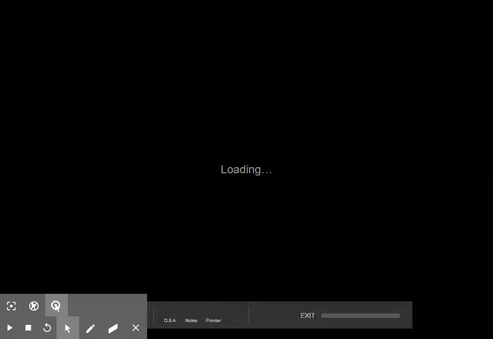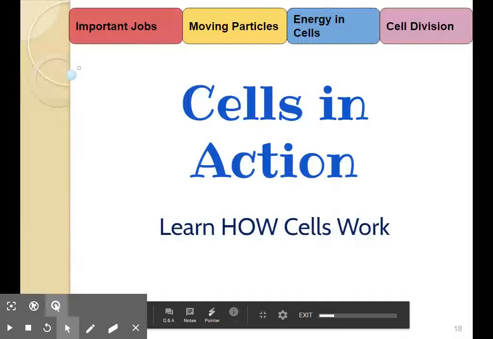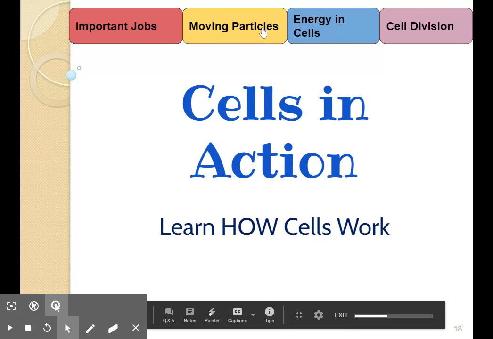So I'm going to go ahead and put my screen in presentation mode. And let's talk about the important jobs, how particles move, how cells make energy, and then cell division, how cells will divide.